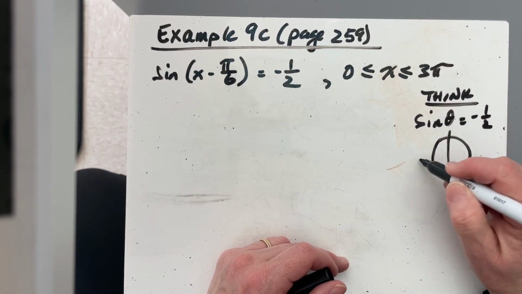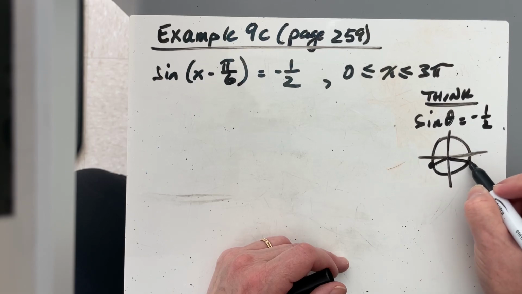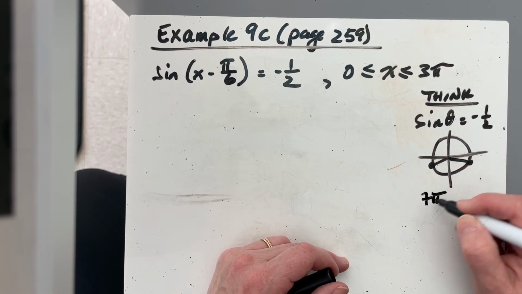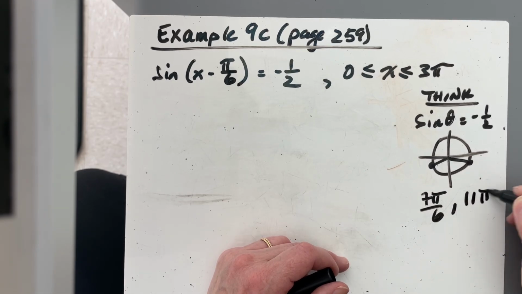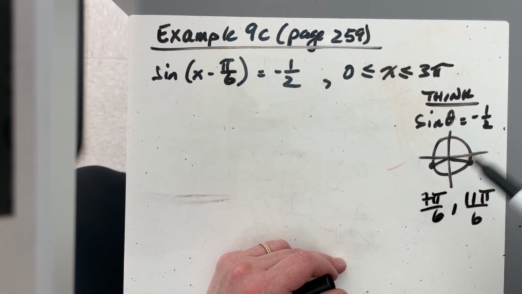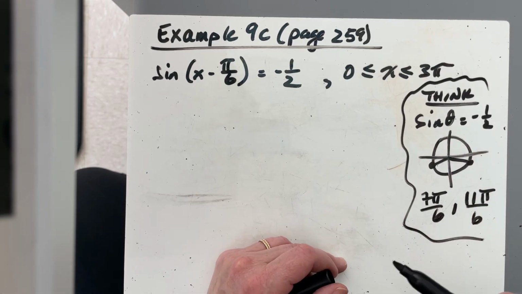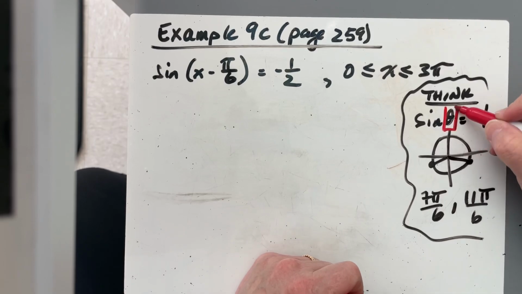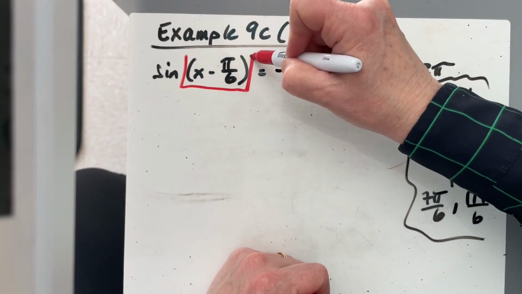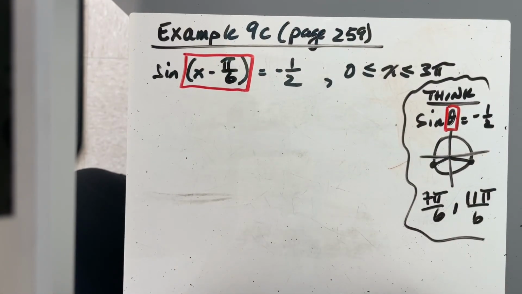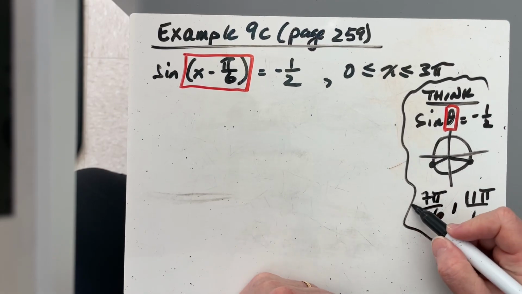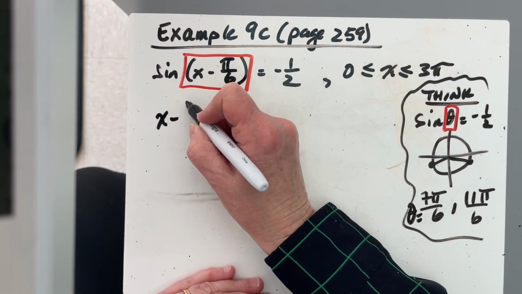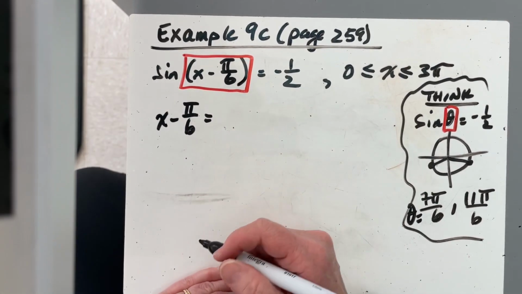Where on the unit circle does that happen? And it is here and here at 7 pi over 6 and 11 pi over 6. So that's the first thought process we need to go through. All right, but we don't just have theta anymore. We have x minus pi over 6. So instead of saying theta equals these two things, we have to say x minus pi over 6 is equal to these two places.